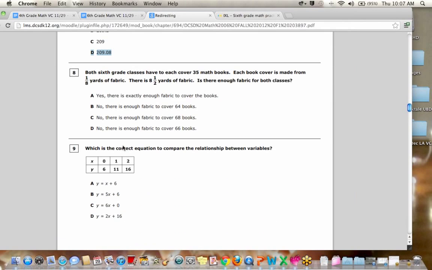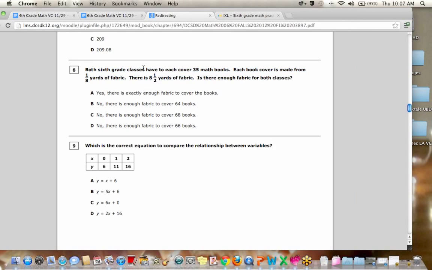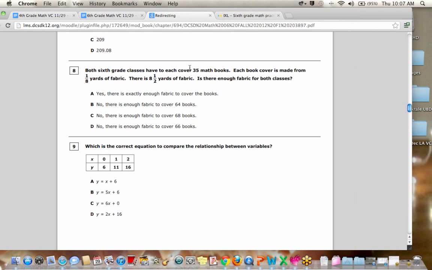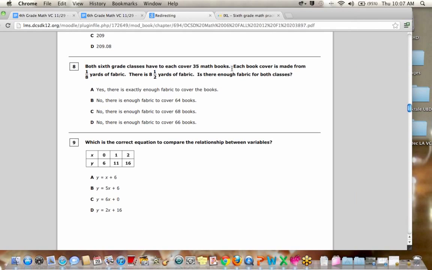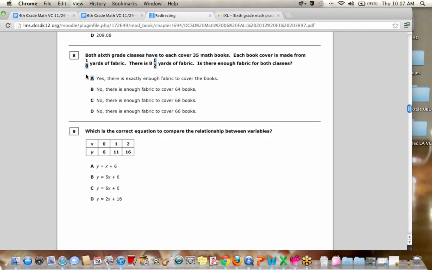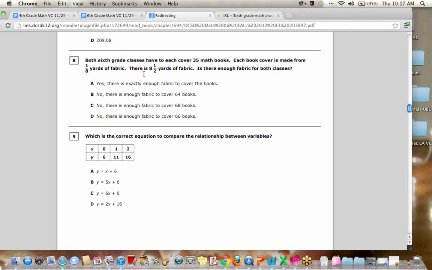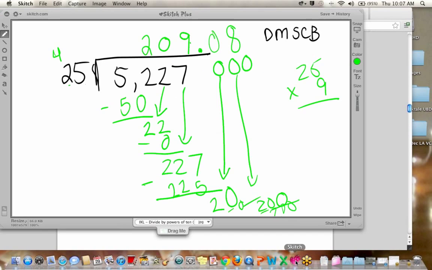All right. Number 8. Oh boy, number 8, we're going to have to do a little bit of work. Both sixth grade classes have to cover, so both, that means there's 2. So there's 2 sixth grade classes and they have to cover 35 math books each. Each book cover is made from 1/8 of a yard of fabric. They have 8.5 yards of fabric. Is there enough for both classes? Well, let's find out.